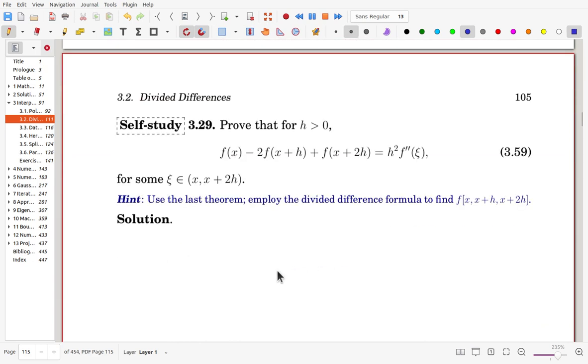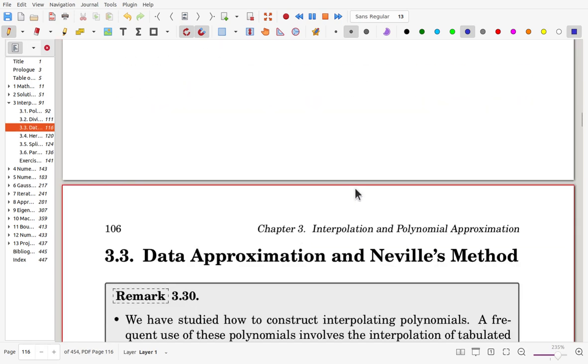Here is a self-study: you can prove it by using the divided difference formula, so try to do it yourself. That's the end of section 2.2. Thank you.